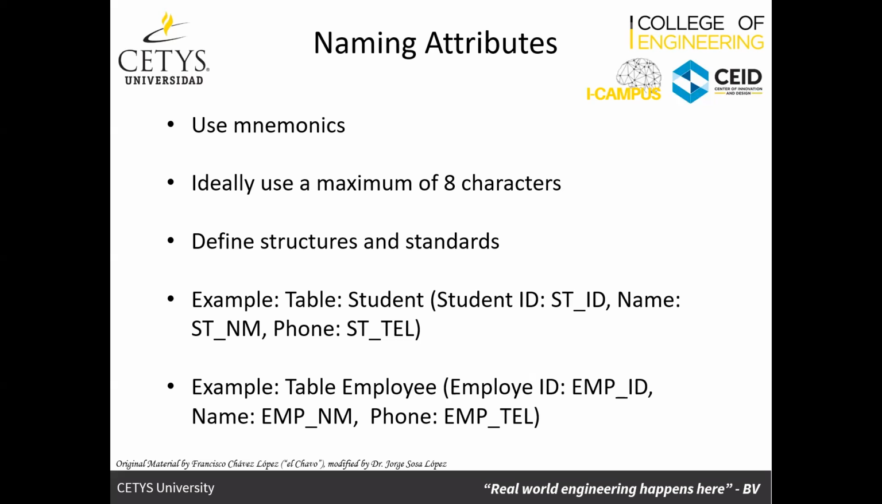So for example, if it's a student entity or table, and we're talking about the student ID, I don't have to name the attribute student ID of the engineering students at CETIS. I can just say STD ID or something like that. The name has to be intuitive. And your comment takes me to this here.